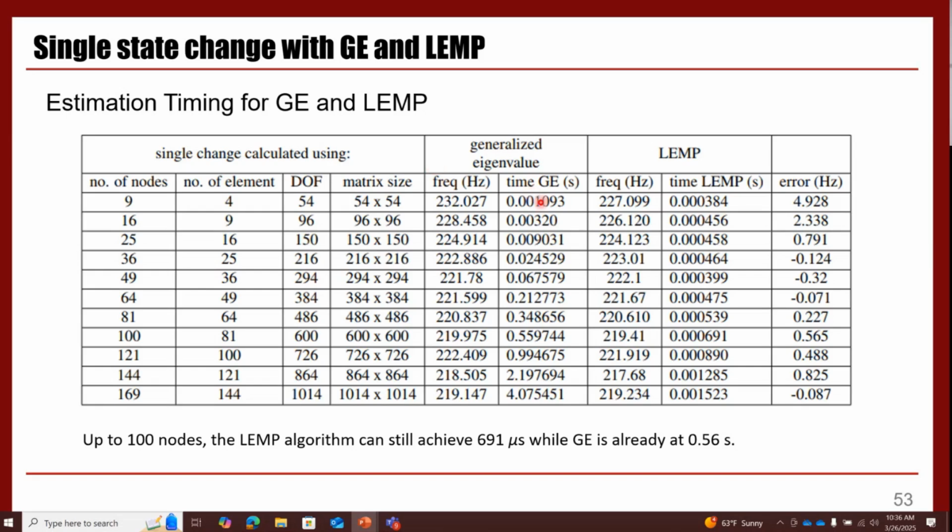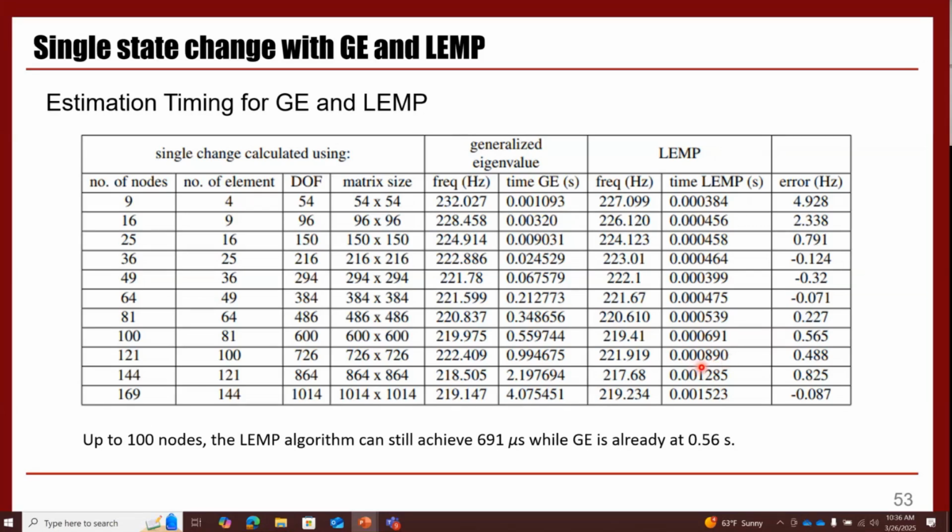So now we also computed the frequency from generalized eigenvalue. You have seen that before, the error is very low. And this is the timing for both the generalized eigenvalue time and the LEM time. So we can see that generalized eigenvalue already exceeded the 1 millisecond iteration time at around 16 nodes. After 16 nodes, it already exceeded that. However, LEM is still performing very well under the 1 millisecond time, even up to 121 nodes.